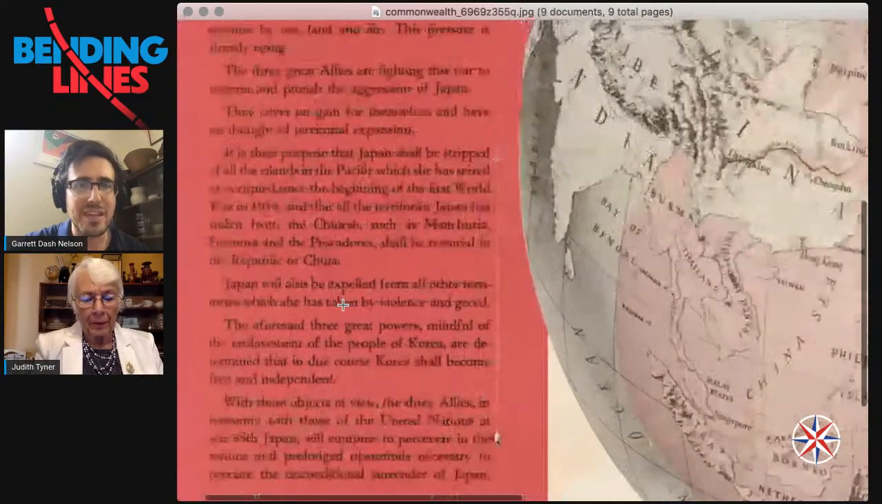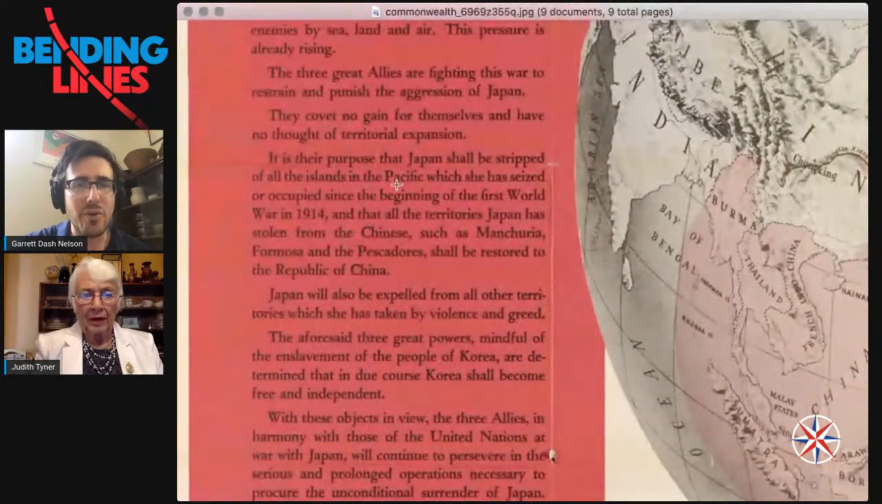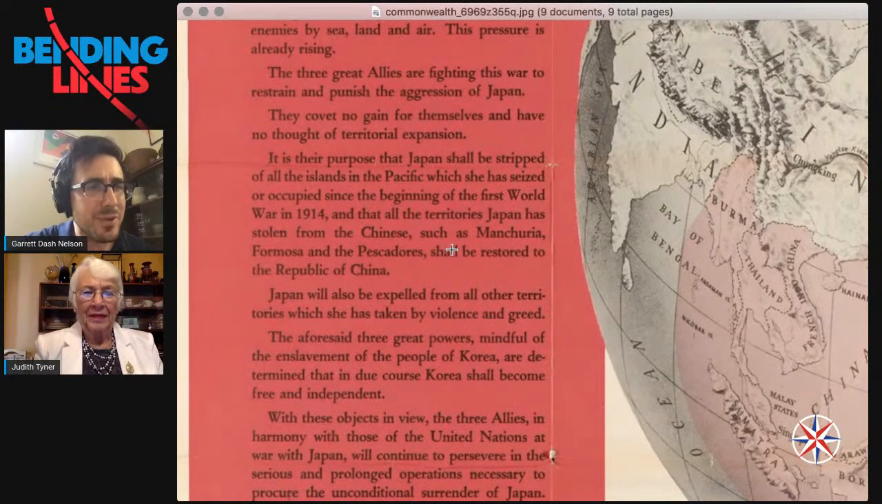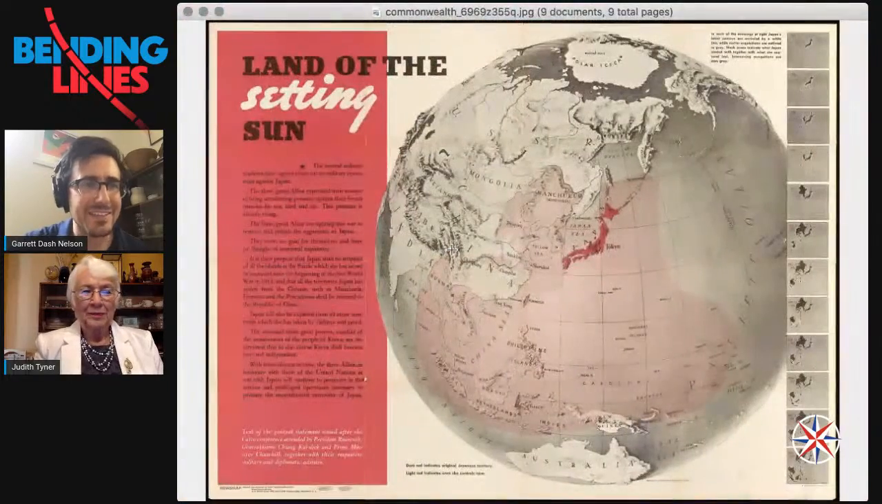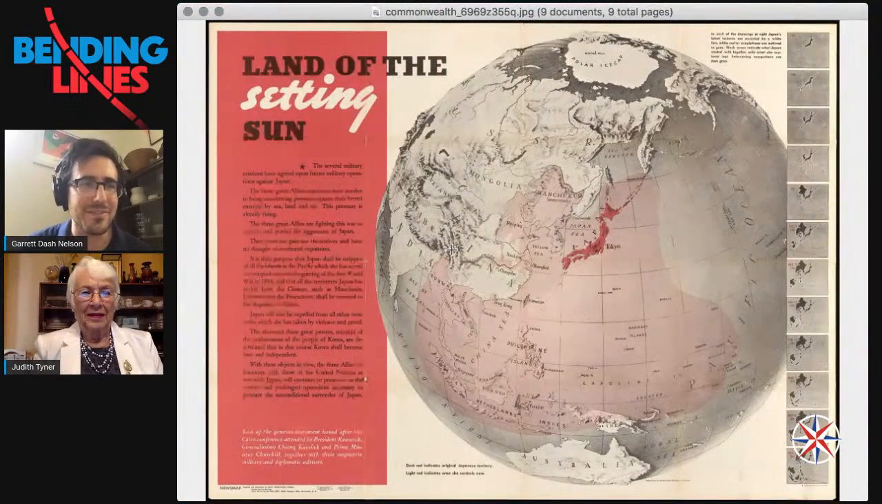The use of this statement, right? The Allies covet no gain for themselves and have no thoughts of territorial expansion. Of course, we know better than that, although the United States didn't annex territory after the Second World War, the Second World War turned the United States into a global superpower with military bases all around the world. And Harrison's cartography, his global cartography, was part and parcel of that American projection of global power.